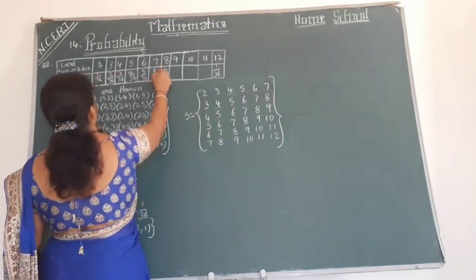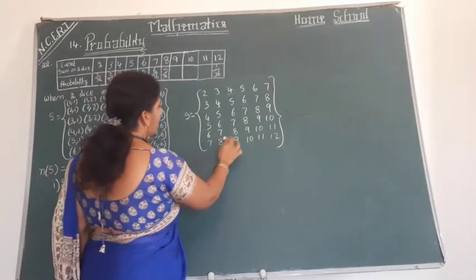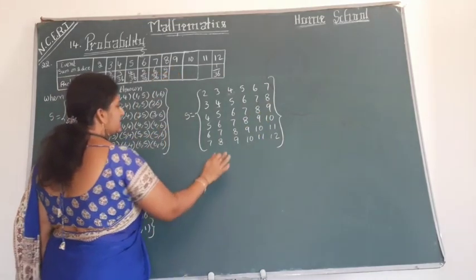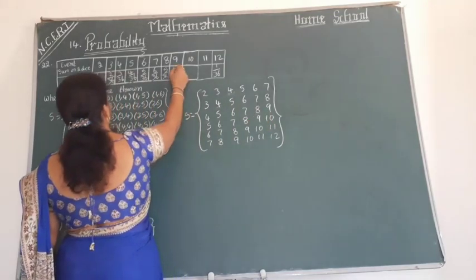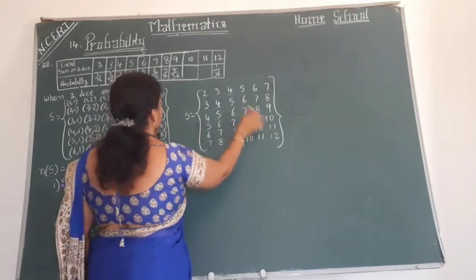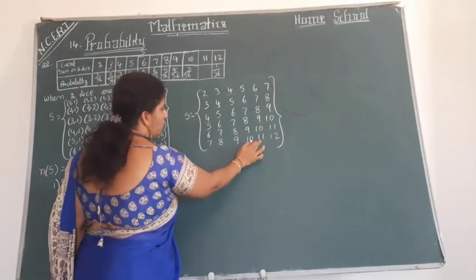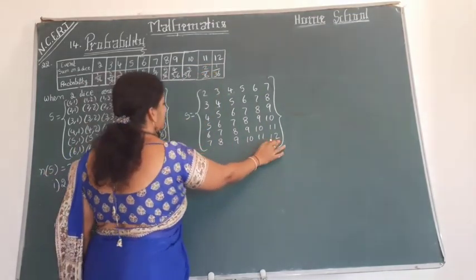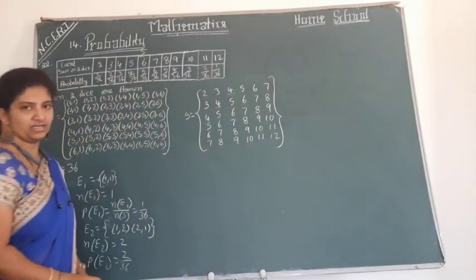6 by 36. The answer for 8 is already given, but let's check it out: 1, 2, 3, 4, 5. 5 by 36. 9: 1, 2, 3, 4. 4 by 36. 10: 1, 2, 3. 3 by 36. 11: 1, 2. 2 by 36. And at 12, it is only at one place. That will be 1 by 36.